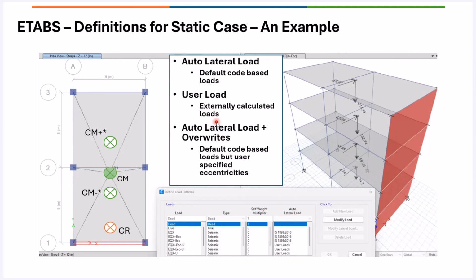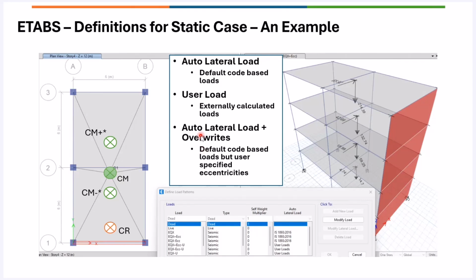Next one is, in case you are calculating the lateral forces externally, the total base shear as well as the distribution along the height to each story. If everything is not as per the Indian code, then you can use the user load option, which is also shown here in the same form. Type is seismic and user loads.